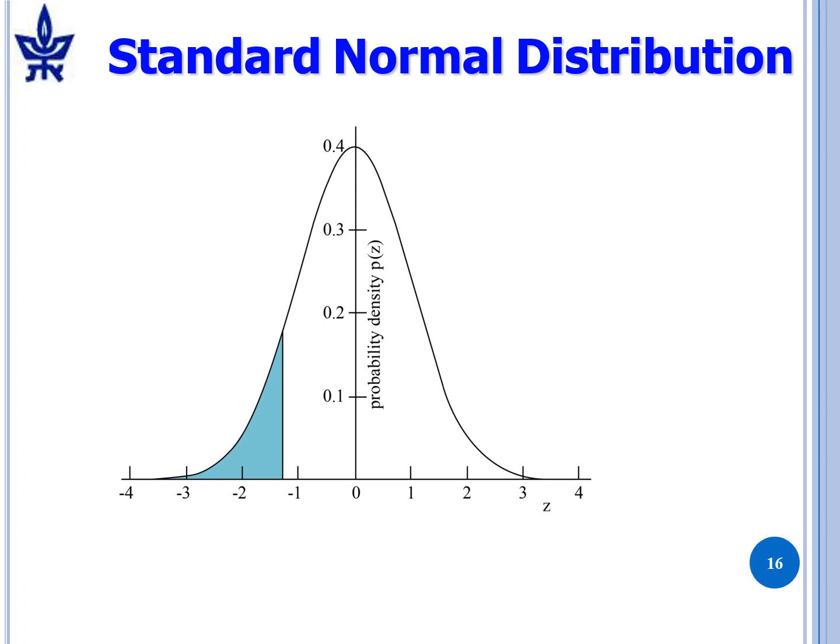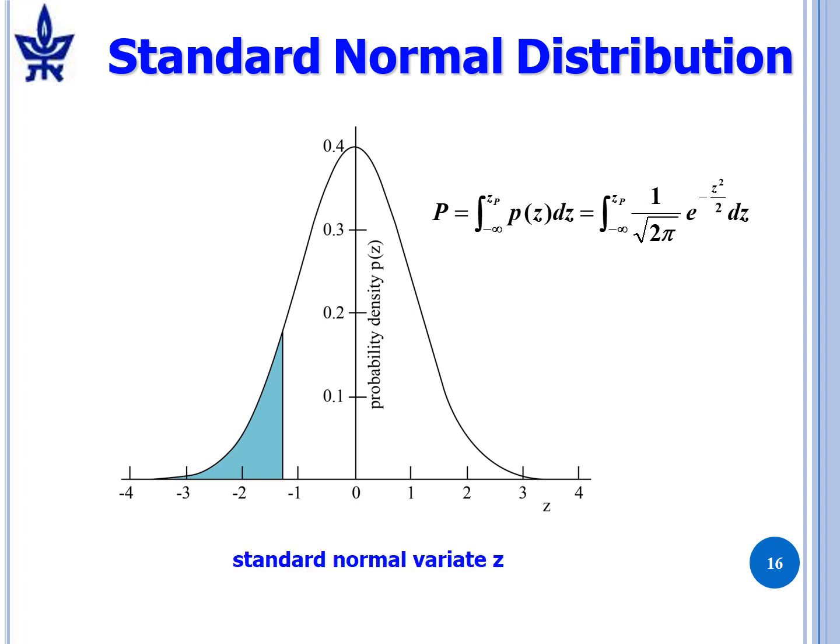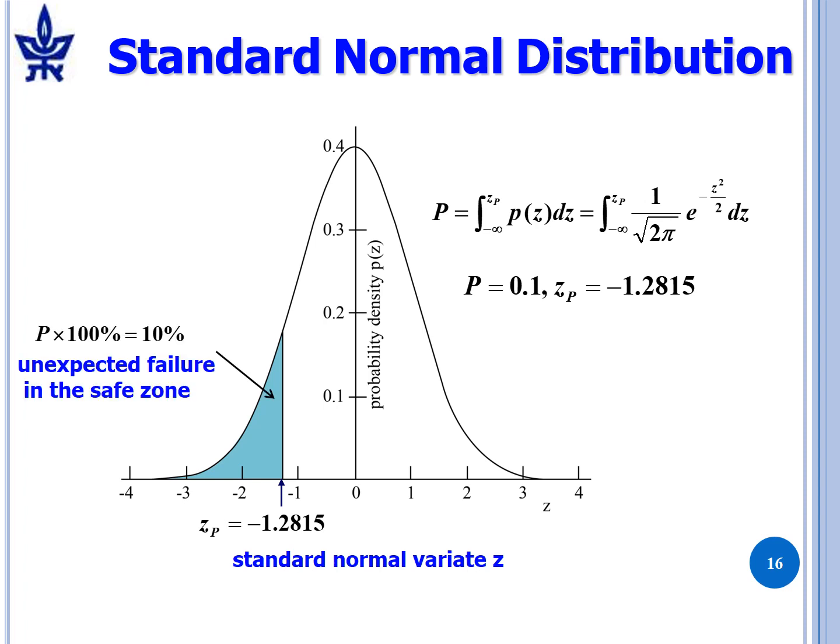So we assume that the GIC bar values form a normal distribution, and this is the probability density, and we can obtain a probability by integrating under the curve from z is minus infinity to a certain specific ZP. So we use the standard normal variate z, and we say, okay, let's say that P, the probability, is 0.1 or 10%. We have a specific ZP, which we look up in tables. It's minus 1.2815. And this tells us that we have a 10% probability of unexpected failure in the safe zone. The turquoise zone is the safe.